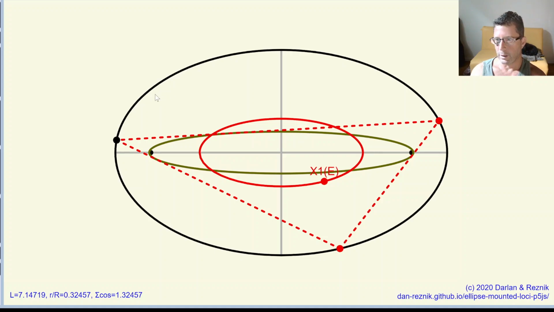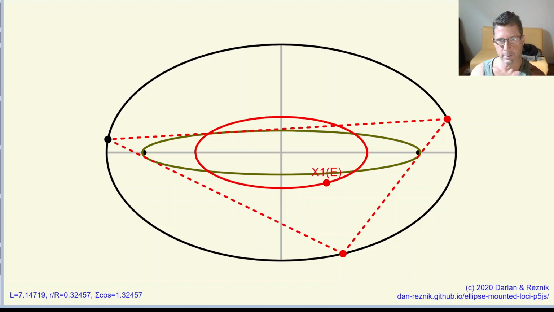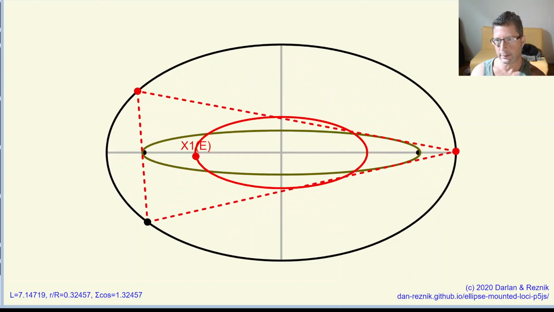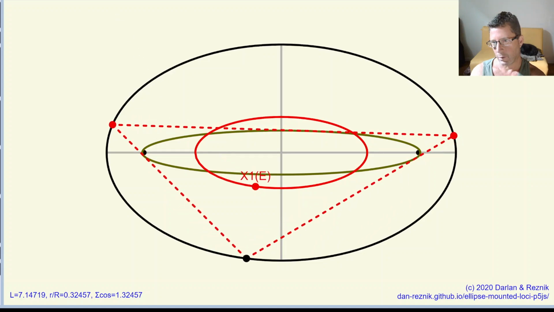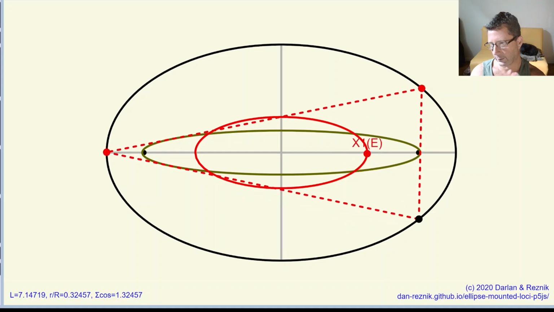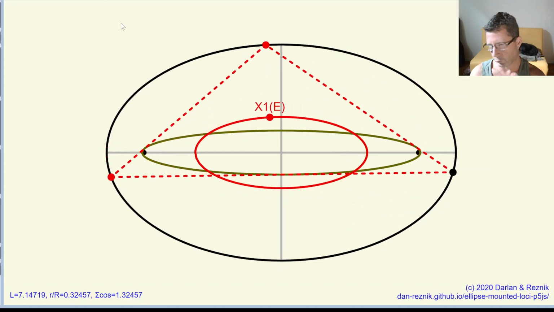So I want to show a conjecture that we've had open for some time now, and that is that the locus of the incenter, over a Poncelet family of triangles interscribed between any two conics, can only be a conic, an ellipse in this case, if the pair is confocal.